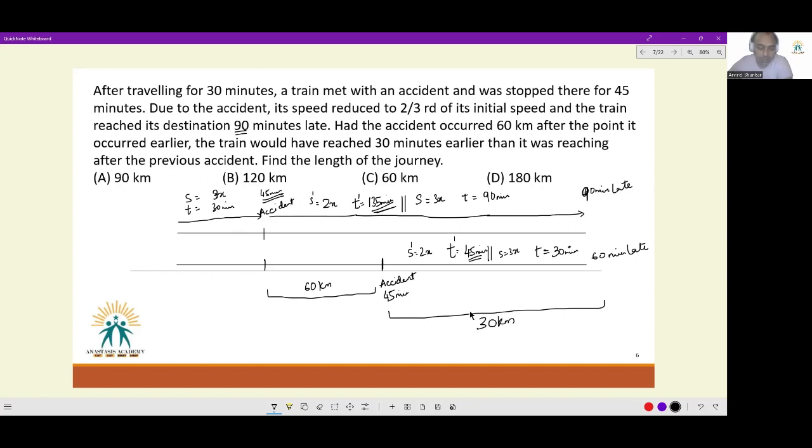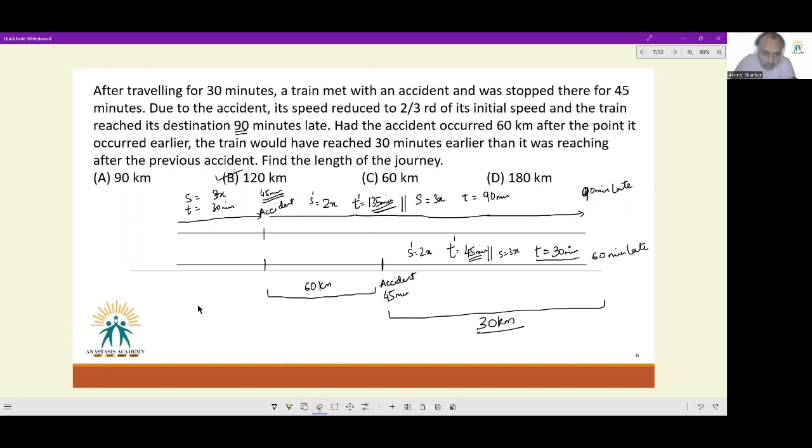This time the accident is happening 30 kilometers prior to the destination. Previously, the accident was happening 90 kilometers prior to the destination. Now, in normal 30 minutes of time, the train travels 30 kilometers. So even in the initial phase, the train would have traveled 30 kilometers only. Therefore, the length of the entire journey will be 30 plus 60 plus 30 or 120. But we were arriving at this conclusion on account of 135 and 45 being good numbers.